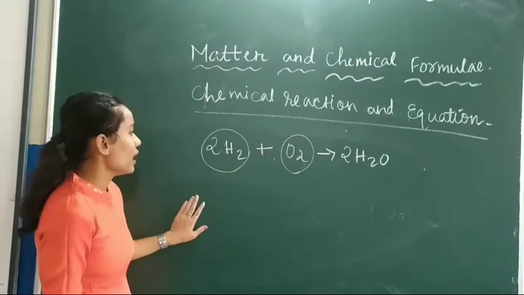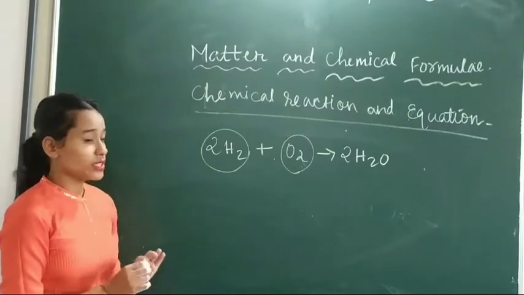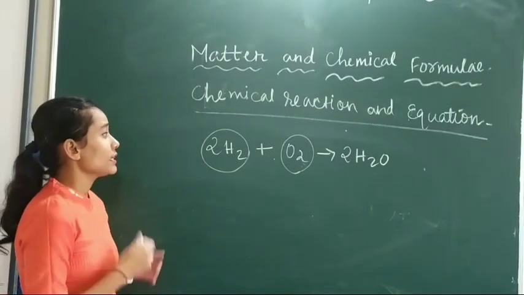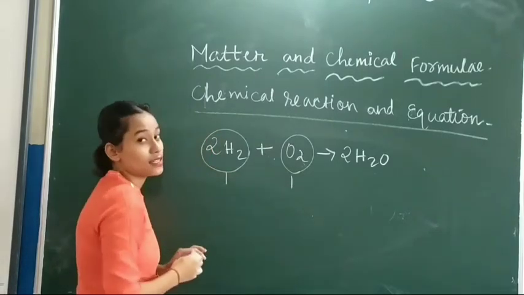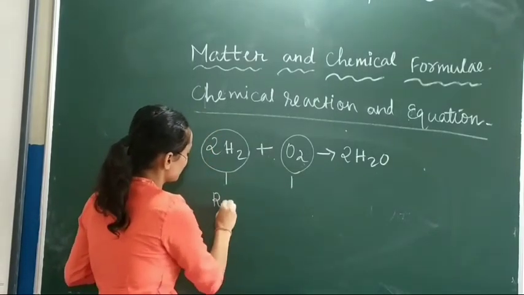Okay? Now you see what a chemical equation is. There are some rules while writing a chemical equation. These are called what? Reactants. The substances which are reacting are called what?